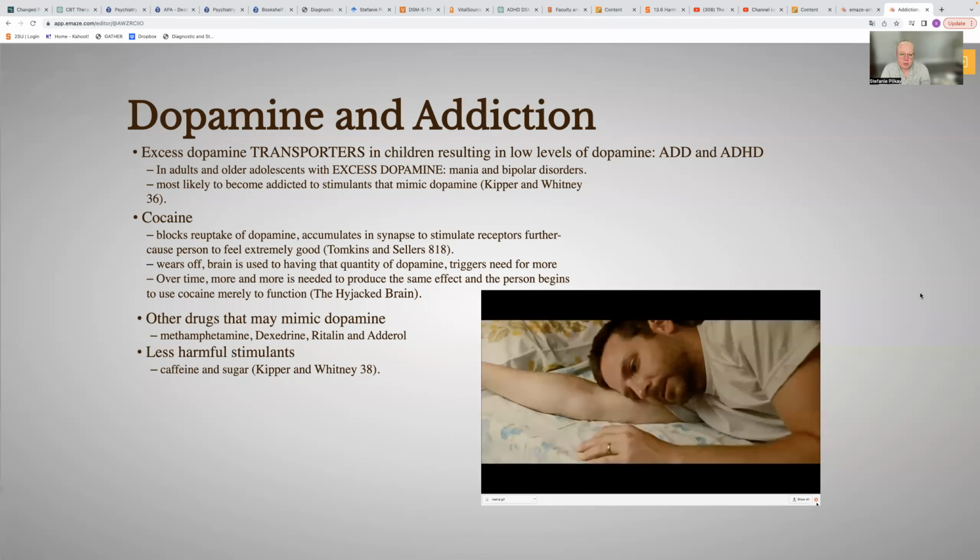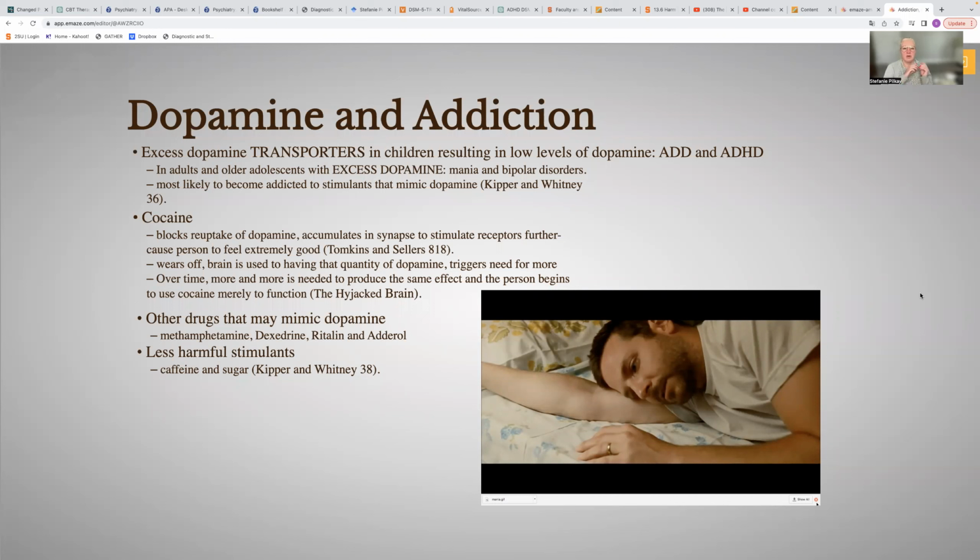Excessive dopamine transporters in children result in low levels of dopamine. Think of this as your ADHD. In adults or older adolescents with excess dopamine, these are going to be those who struggle with mania, bipolar disorders, as well as schizophrenia. They are most likely to become addicted to stimulants that mimic dopamine. Now, this is the kicker.